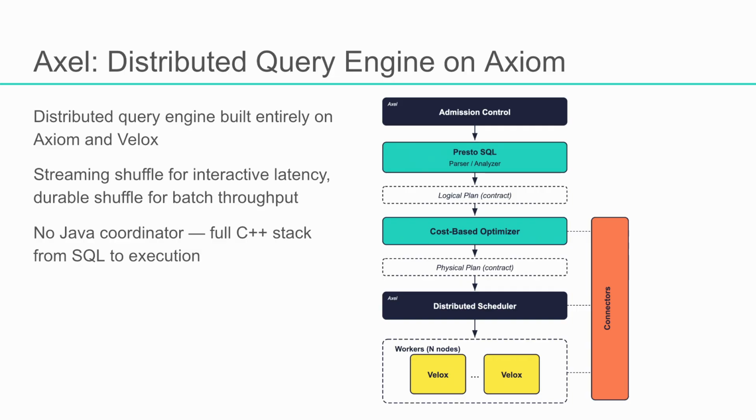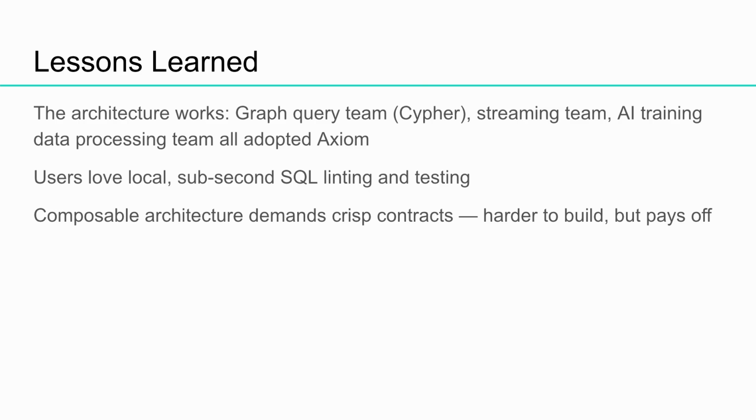Axel currently uses streaming shuffle, targeting interactive workloads, the same space as Prustissima. We're adding durable shuffle to support batch with fault tolerance that Spark users expect. We're still early in the journey, 1%, 0.1%, whatever your single-digit number of choice. But we've seen a lot of excitement and enthusiasm around Axiom across Meta.